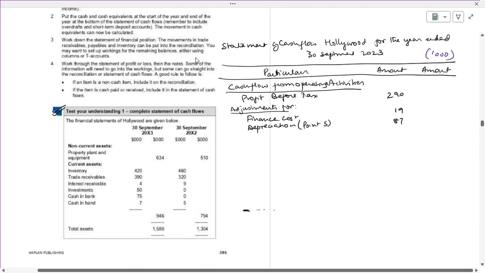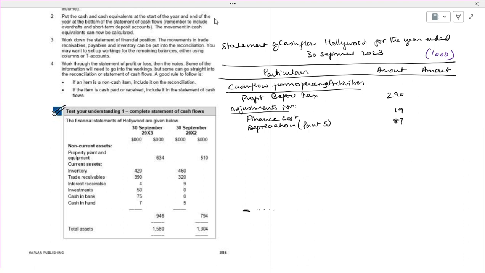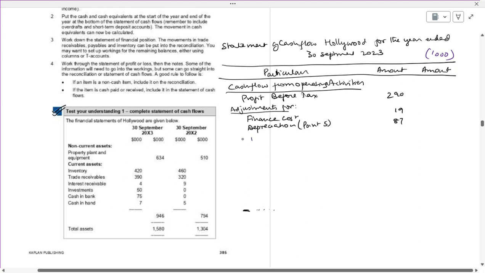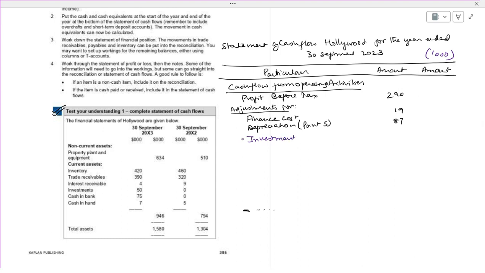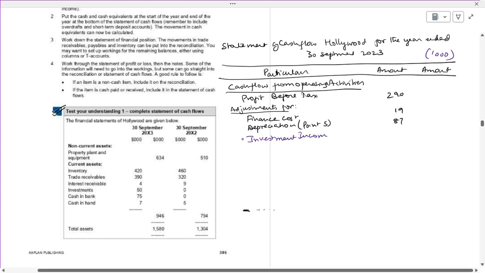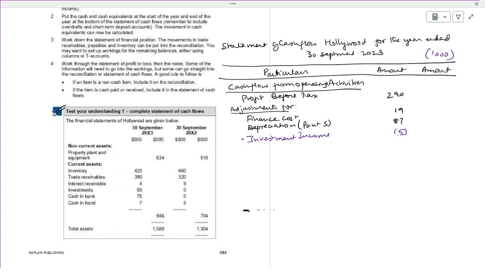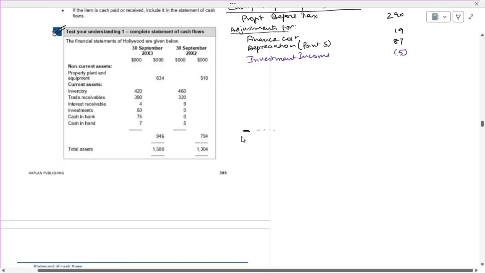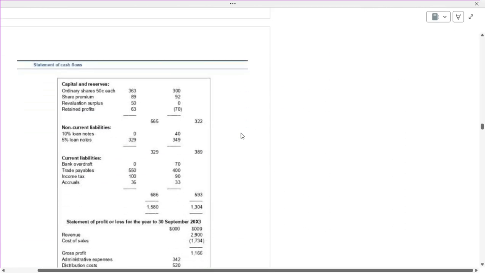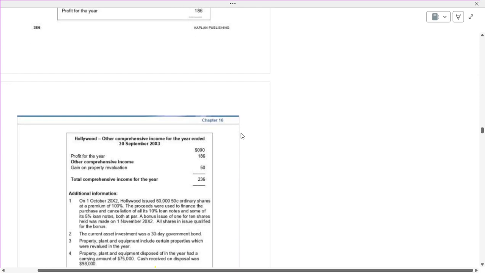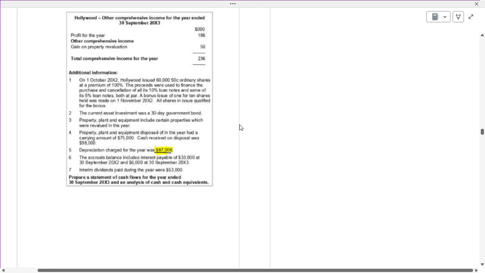What do we have to do? Minus. Minus investment income 5. Next, anything else? Impairment we said, right? Impairment. Okay. They have done it. See one by one.